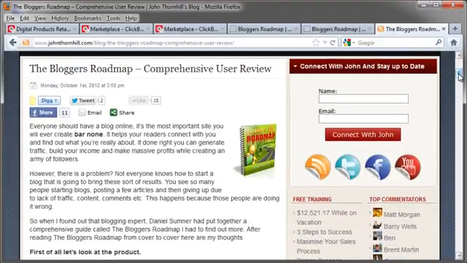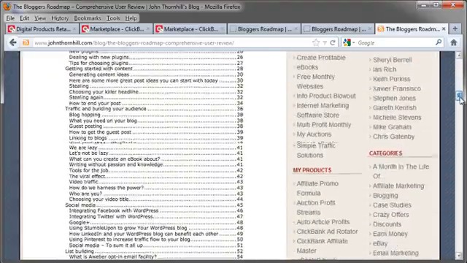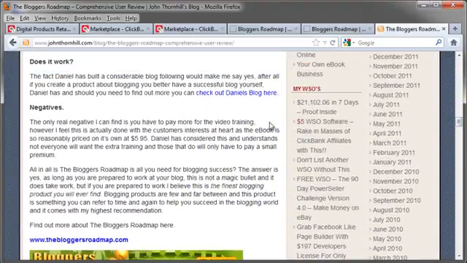When you write a review, make sure you are honest with your review. Make sure you don't just hype the product and say it's the best thing you've ever seen. Make sure you tell people what the product does, tell people what they can get from it, and also, if possible, which I'm just going to do here, see if you can find a negative.